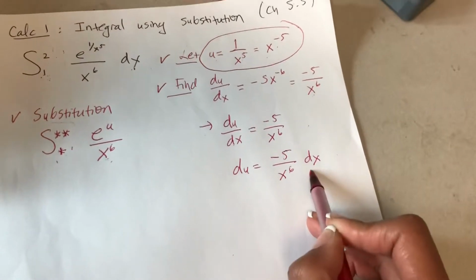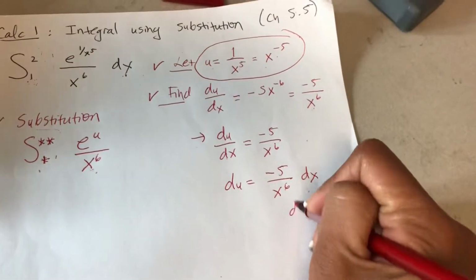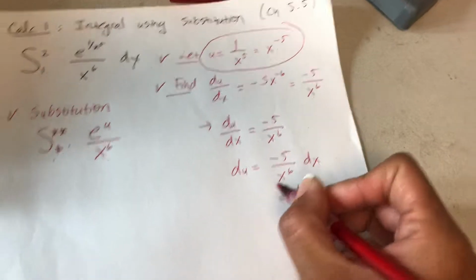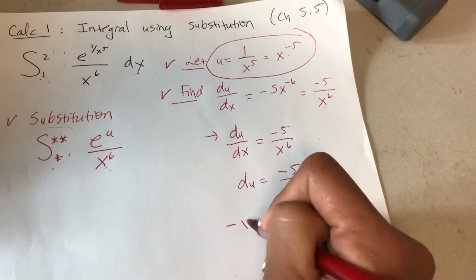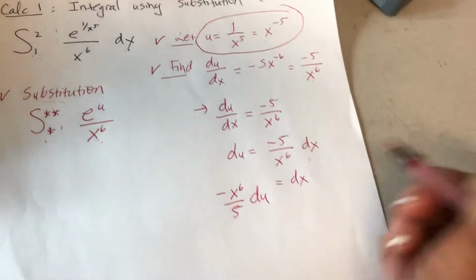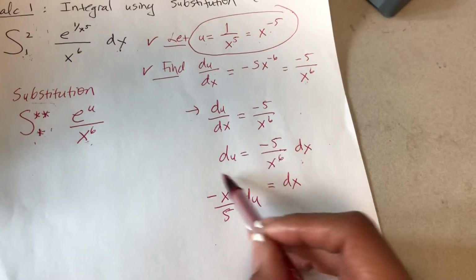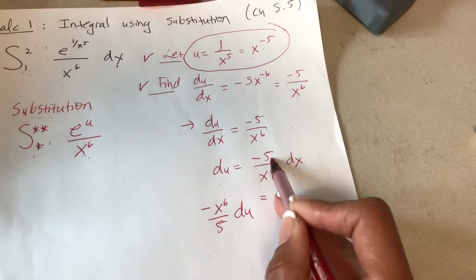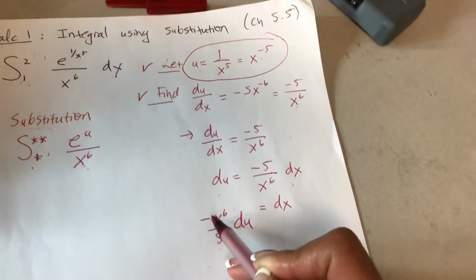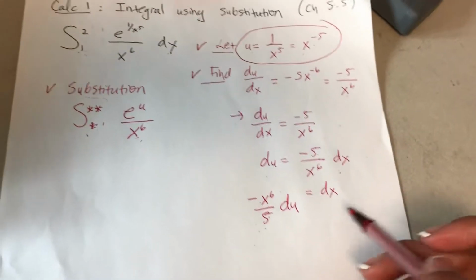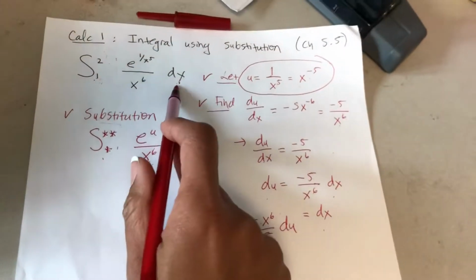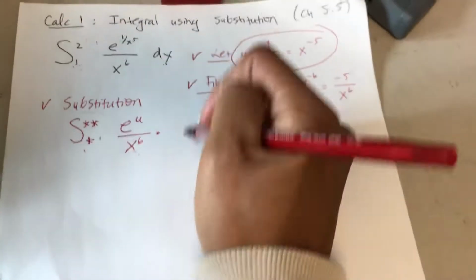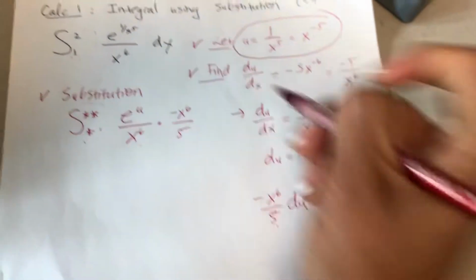Let me solve for dx now. I'm going to divide this over to the other side, in other words, multiply by the reciprocal. So I'm going to get negative x to the 6th over 5 du. You guys see that? When I divide by a fraction, I multiply by the reciprocal. The reciprocal of this is negative x to the 6th over 5. And of course, the negative could be either on top or bottom. It doesn't matter. So this is what dx equals. So this dx here, I'm going to change to this: times negative x to the 6th over 5 du.